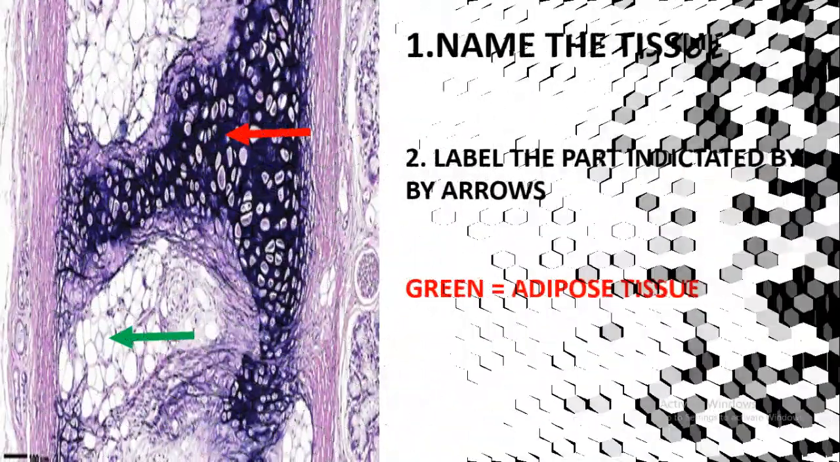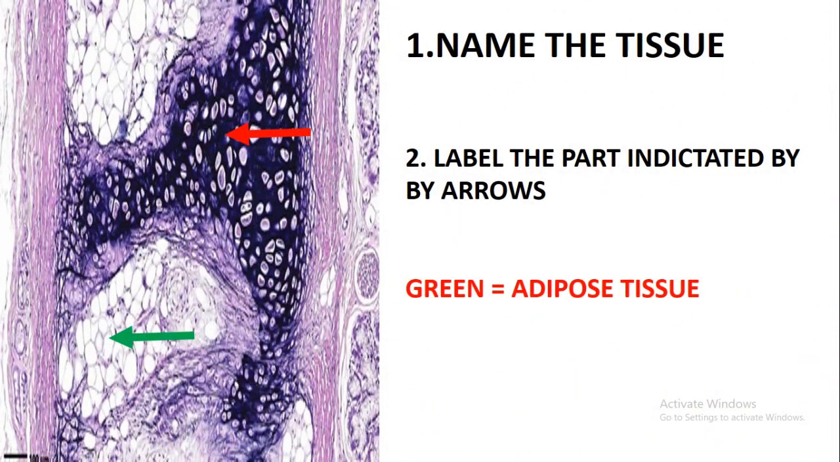The next slide is this slide, and the question is: name the tissue. If you look at this tissue, it has some important content such as the elastic cartilage and the adipose tissue. When you look at this tissue, this is simply the epididymis. Label the parts indicated by arrows.